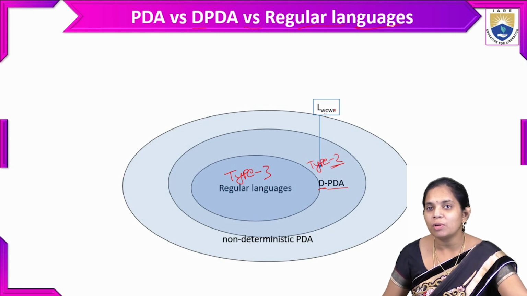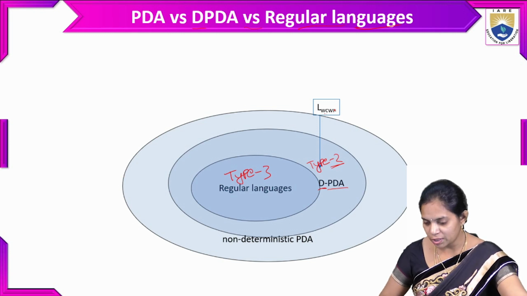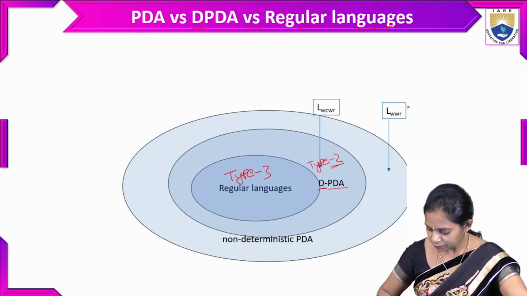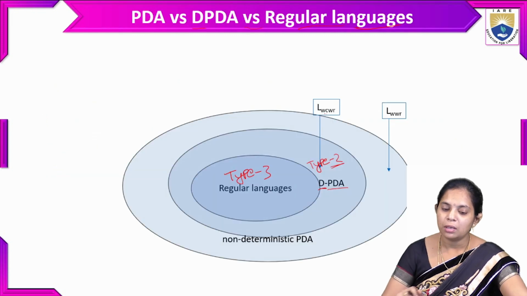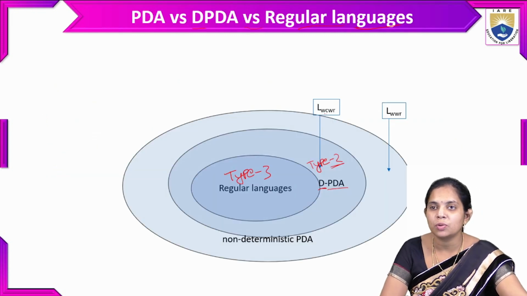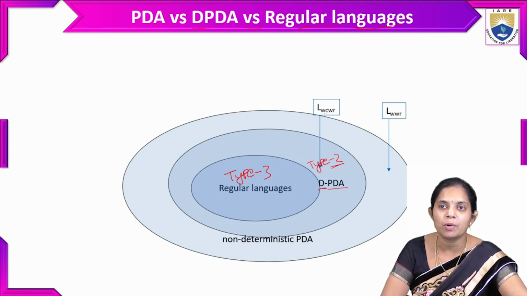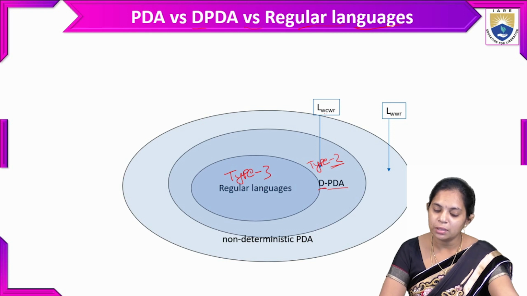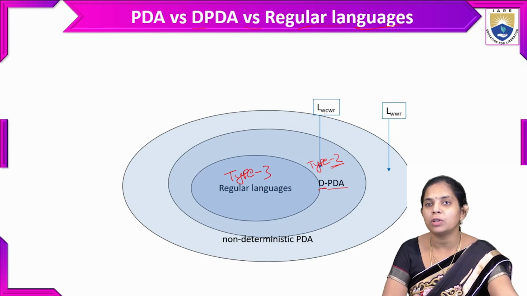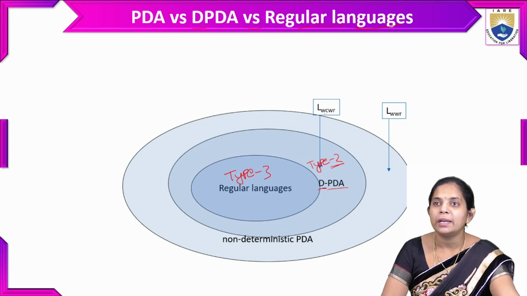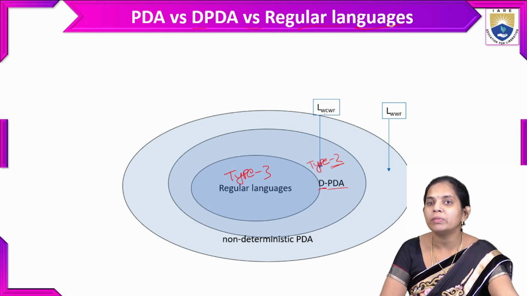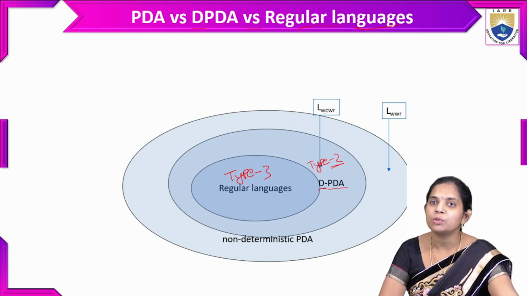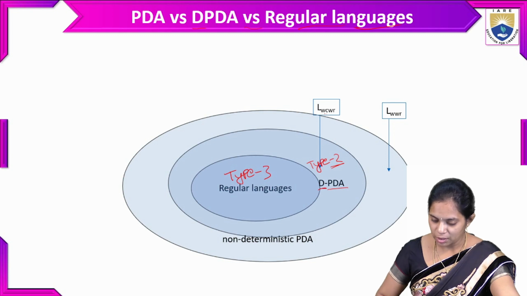And what is the example of this non-deterministic pushdown automata? We discussed W W reverse. These are all the subsets. Here the type 3 language is about the regular language, which we already discussed in finite automata. And here the pushdown automata, deterministic and non-deterministic, we discussed today. And with these examples, we discussed how we will describe the deterministic pushdown automata.